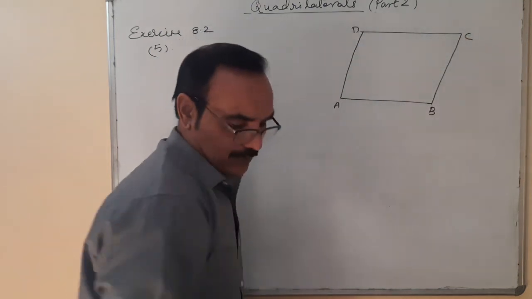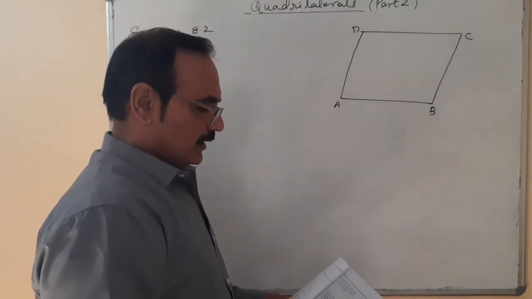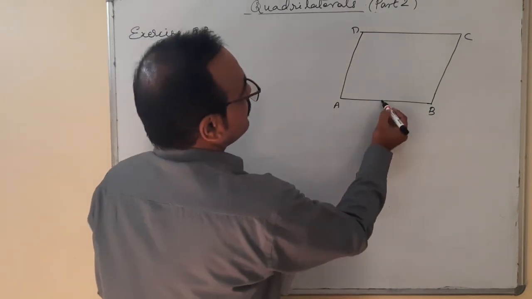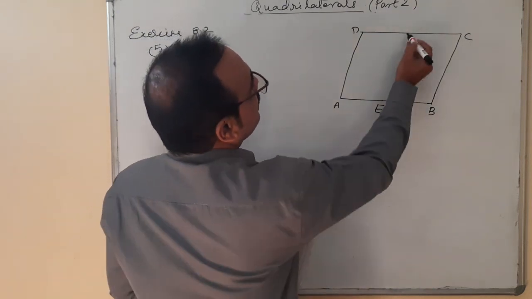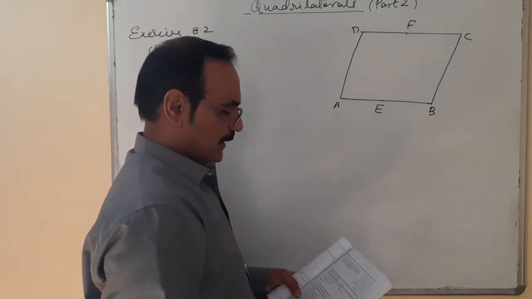ABCD is a parallelogram. E and F are the midpoints of sides AB and CD, respectively.